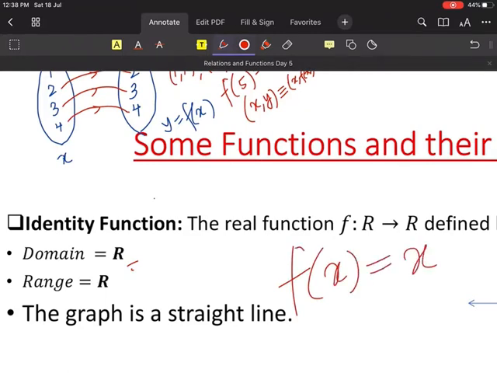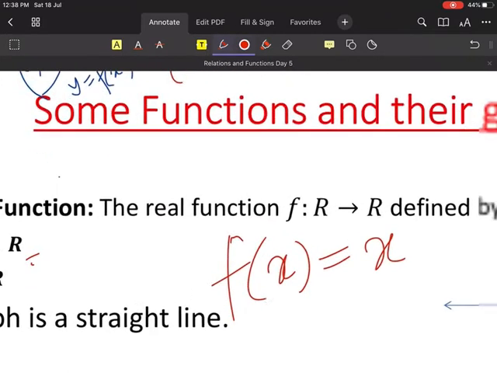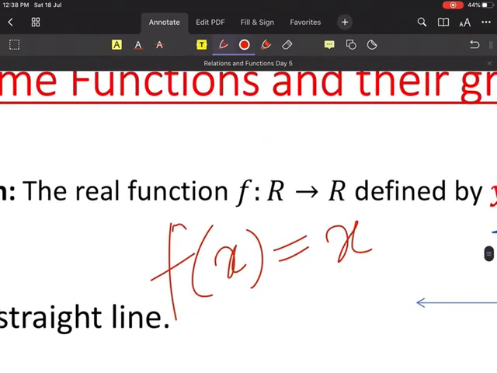Now who can tell me what is the domain of this one? f(x) equal to x. Why have I given R? f(x) is equal to x. Who can tell me what is the domain of this one? Let's see. We have done so many domains. Who can tell me what is the domain of this one? f(x) equal to x. Tell me. What is the domain of this one? f(x) equal to x.